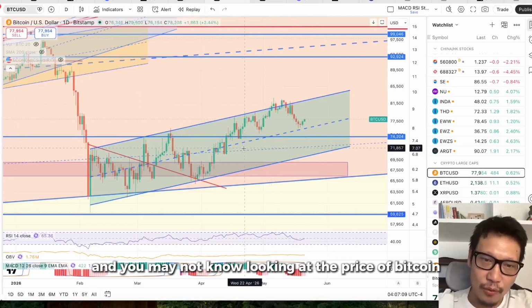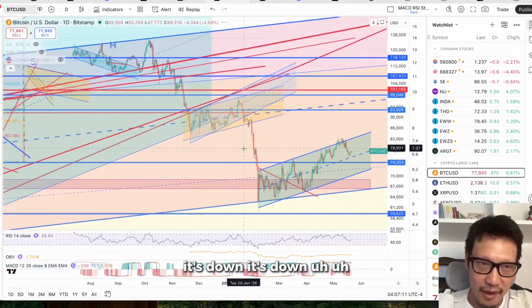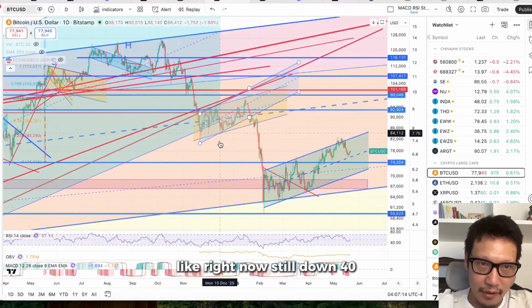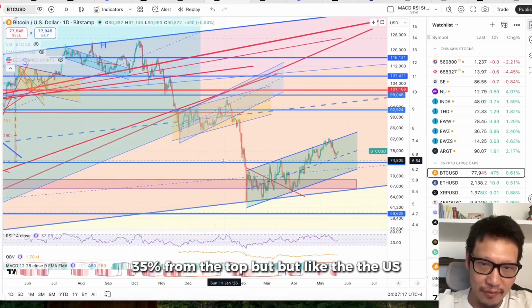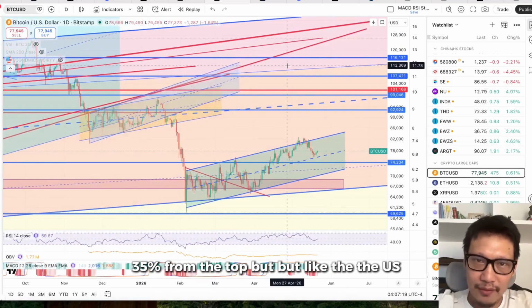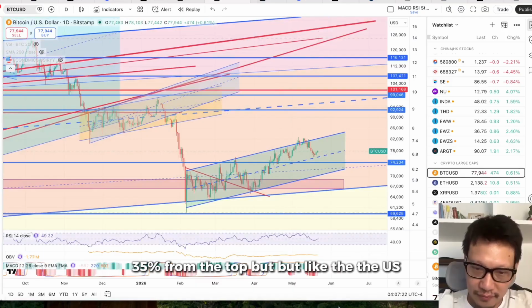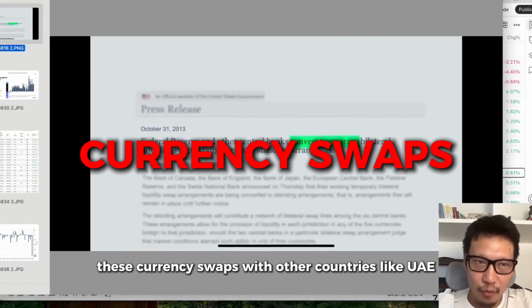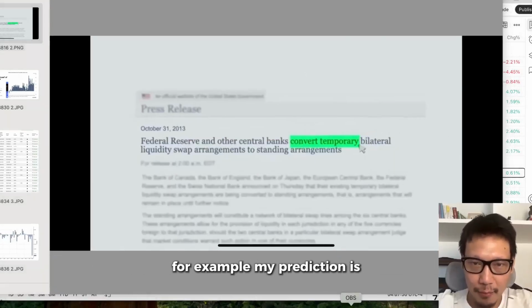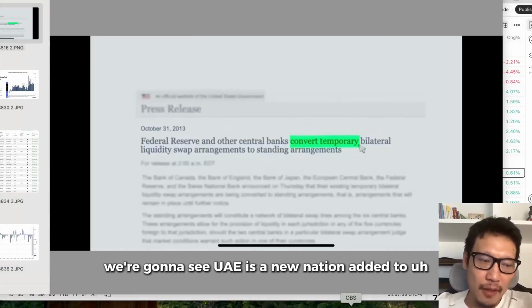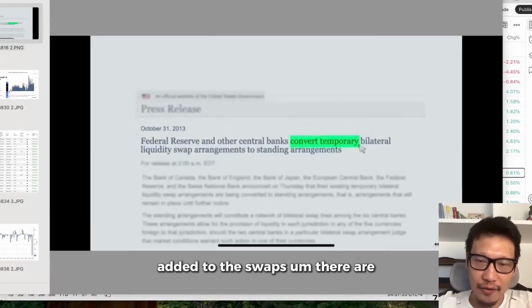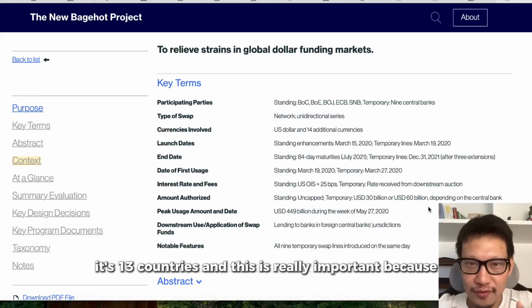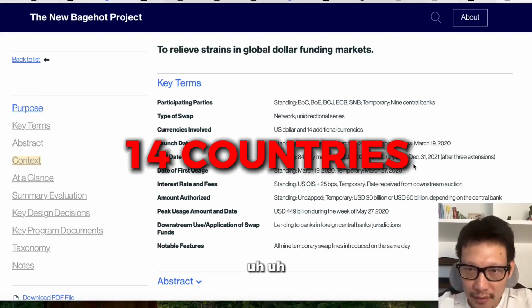And you may not know, looking at the price of Bitcoin, it's still down 35% from the top. But the US Federal Reserve, as I explained yesterday, is doing all these currency swaps with other countries, like UAE, for example. My prediction is we're going to see UAE added as a new nation to the swaps. I think 13 countries were already doing swaps before the UAE was added, so it's 14 countries, and this is really important.